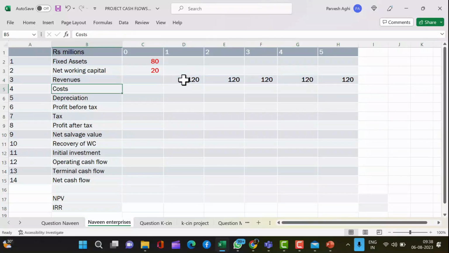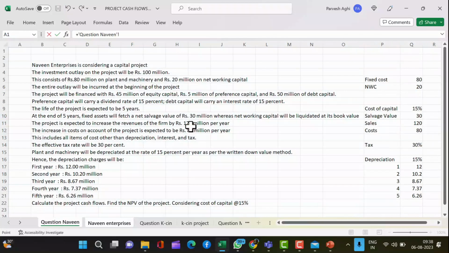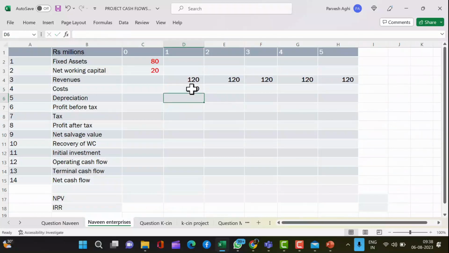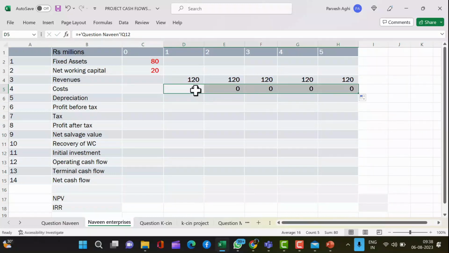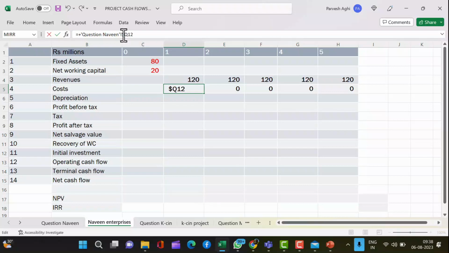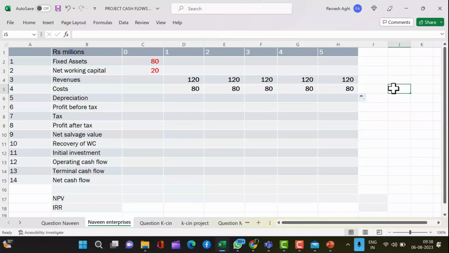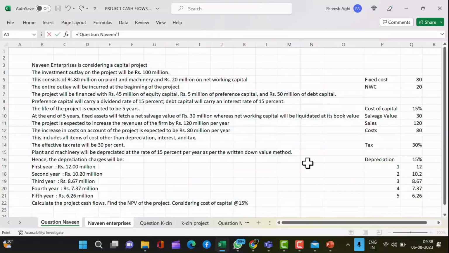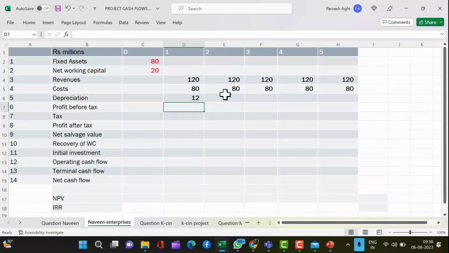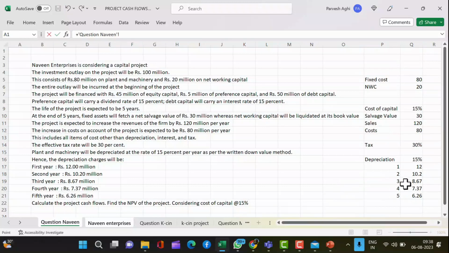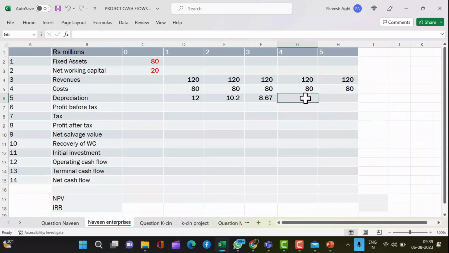Then we go to cost, and the cost is 80, and we just spread this 80 here. What we can do is make it a dollar sign so that it doesn't change, and then we just make it 80. Then we go to the depreciation. We pick up the depreciation from here, and then we put the depreciation for the other years like this. Depreciation is already given, so you don't have to calculate it, though it is 15%. The numbers are given to you, so you're putting the depreciation coming from there.